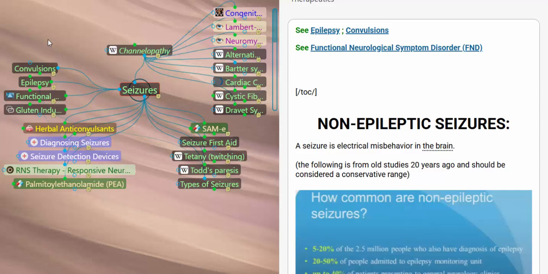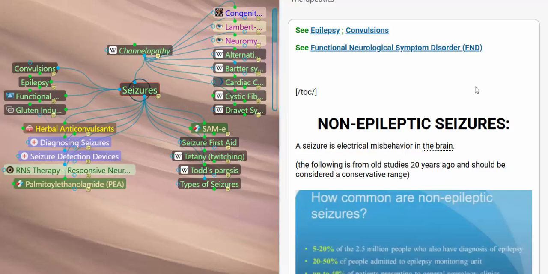Now, seizures is basically the same thing as convulsions, and so I suggest you look at both of these. There's some slightly different information there. Epilepsy is one form of seizures. There are types of seizures that are not epilepsy. Functional neurological symptom disorder, those are non-epileptic seizures brought on by stress and different types of psychological states. And there can even be gluten-induced neuropathy that can lead to seizures.